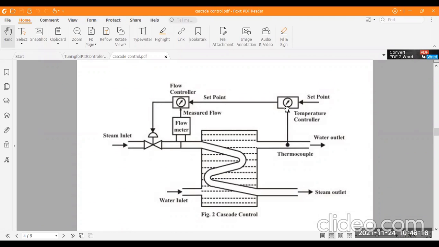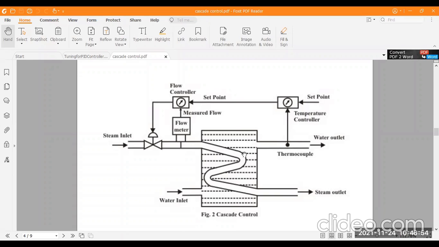That means the user sets the desired temperature from here. Then this temperature is sensed by these thermocouples. Then the output of the water outlet from here we can use in different applications also. Okay, so this system is called the cascade system also. Is it clear to all of you? Yes, sir. So this is a very important topic, this cascade control system.